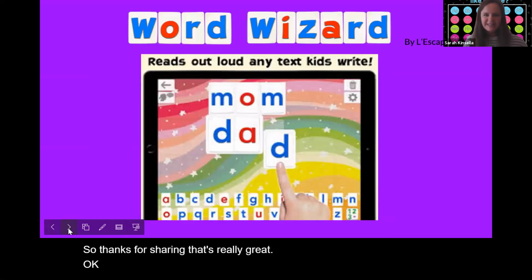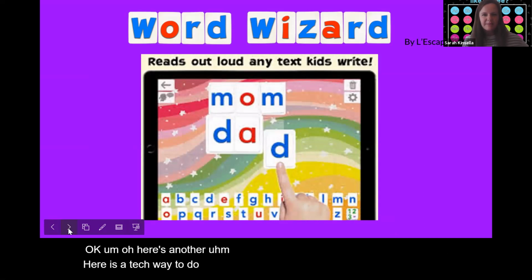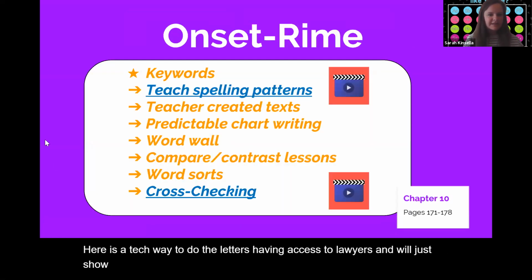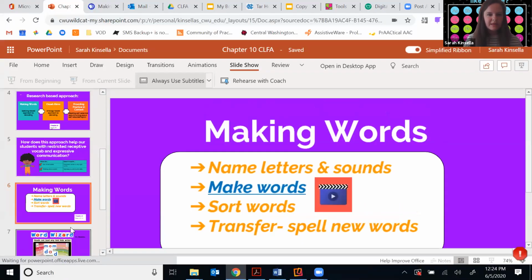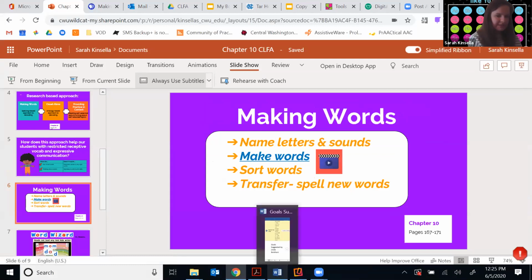Oh, here's another tech way to do the letters, having access to the letters, and I'll just show you. Let's see, sorry. I think my iPad is pulled up, but it might have gone to sleep.